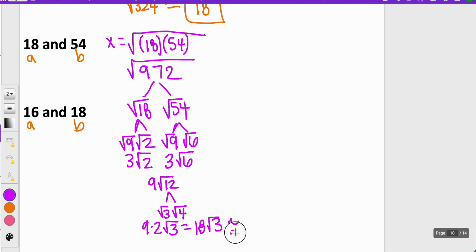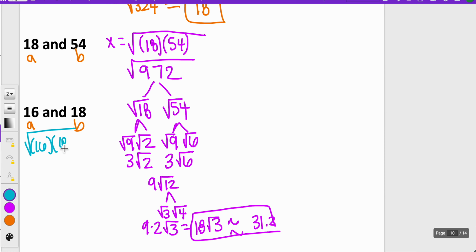Or if we took that and found just the square root right away, it'd be about 31.2. Okay. Then our last one, 16 and 18. This one we just take the square root of 16 times 18. 16 times 18 gives me 288.